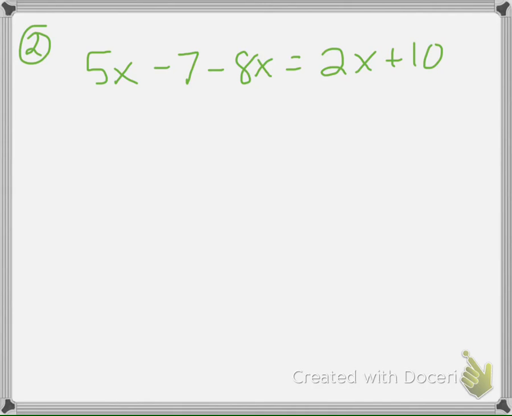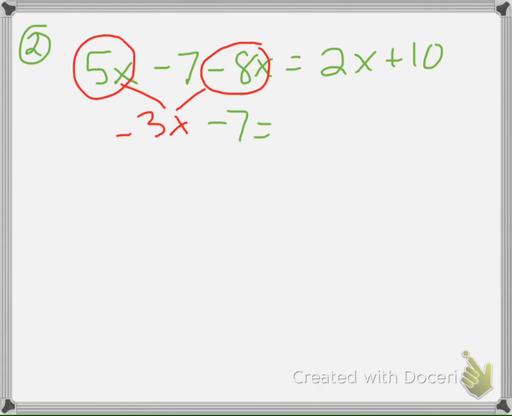Okay, right away I see that I have like terms in this problem, and I need to combine them. I have 5x and negative 8x on the one side of the equation. So that means they need to be combined. So 5x minus 8x gives me negative 3x. And then I need to bring down the rest of my problem. Minus 7 equals 2x plus 10.